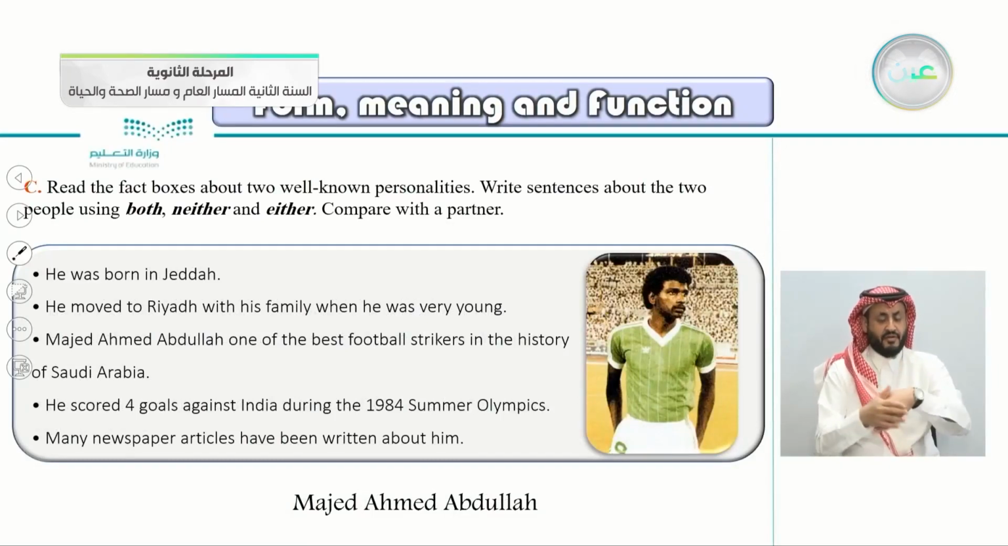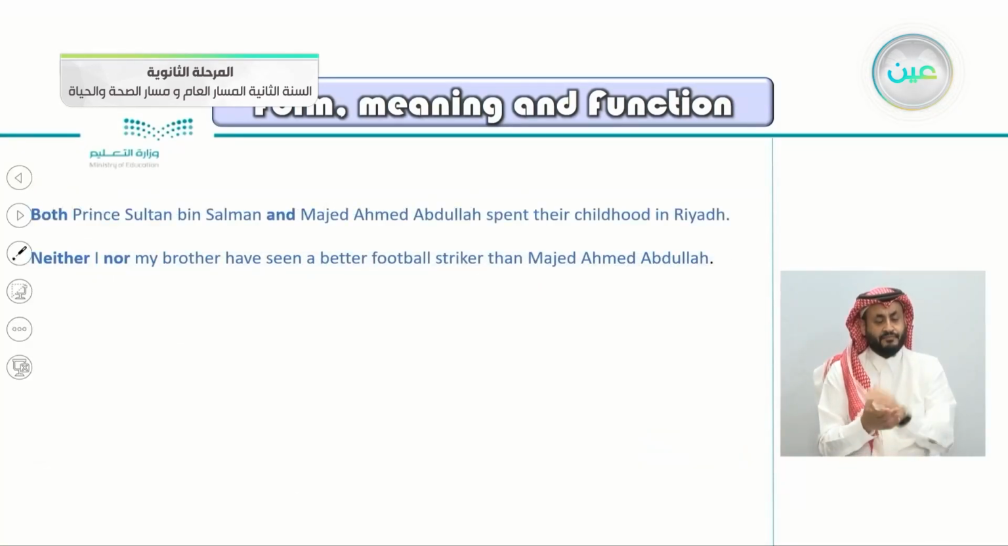Going to Majid Ahmed Abdullah, he was born in Jeddah. He moved to Riyadh with his family when he was very young. Majid Ahmed Abdullah, one of the best football strikers in the history of Saudi Arabia. He scored 4 goals against India during the 1984 Summer Olympics. Many newspaper articles have been written about him. So the first one is already done for you. Both Prince Sultan bin Salman and Majid Ahmed Abdullah spent their childhood in Riyadh. Neither I nor my brother have seen a better football striker than Majid Ahmed Abdullah.